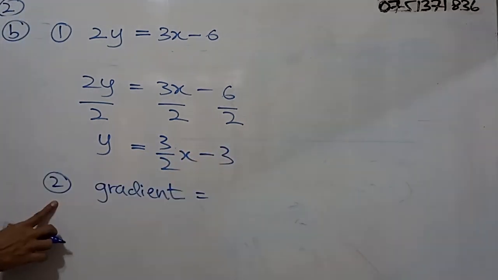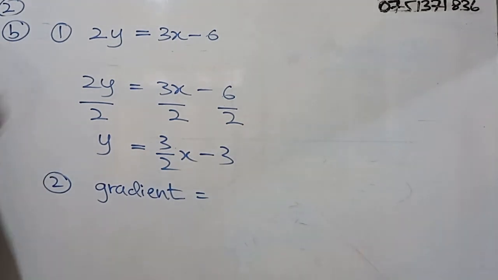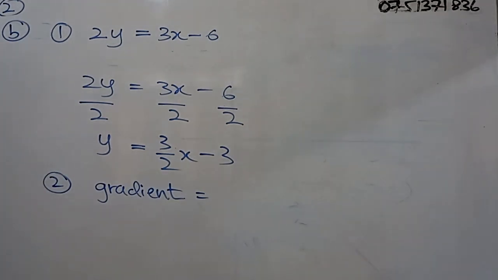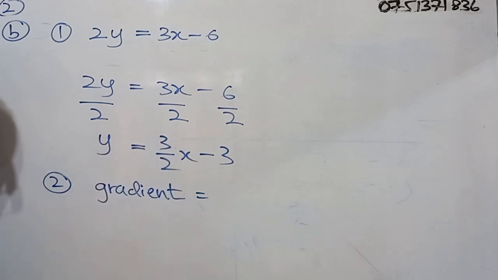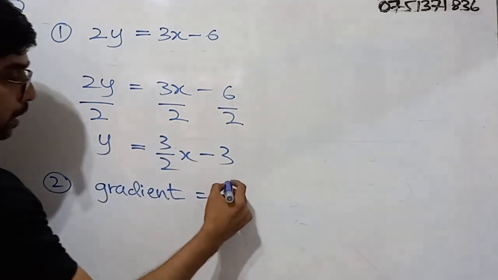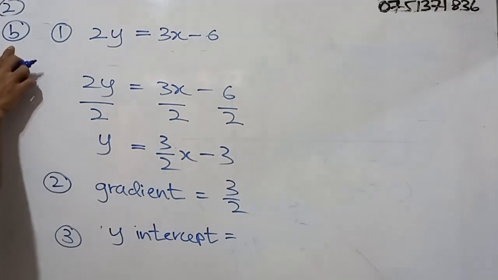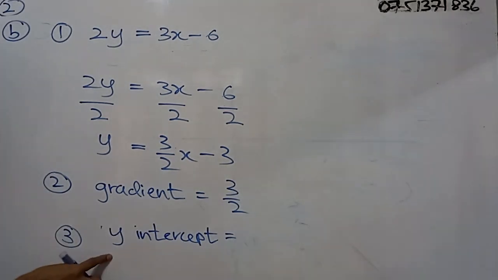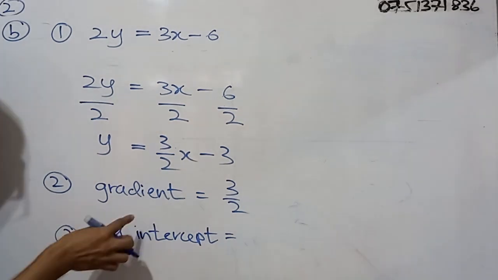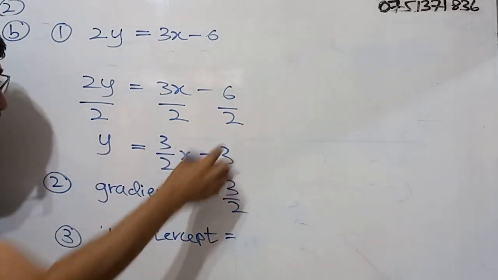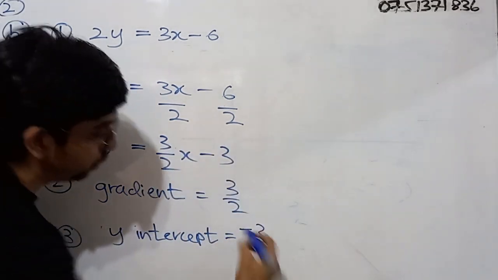Right, so part 2 of sub-question B. They are asking for the gradient. So here the gradient is what? 3 divided by 2, so it's a positive value. Okay, third part of B, we have to find the y-intercept. So here we have the y-intercept, and it is negative 3.